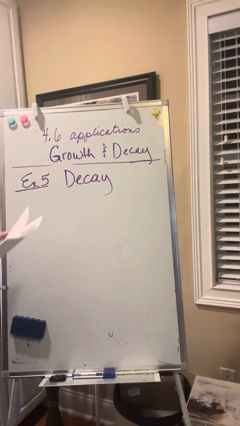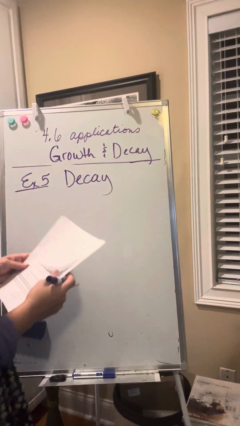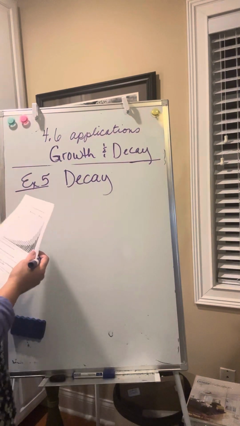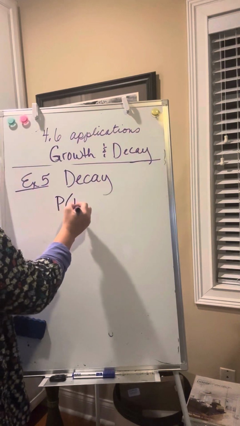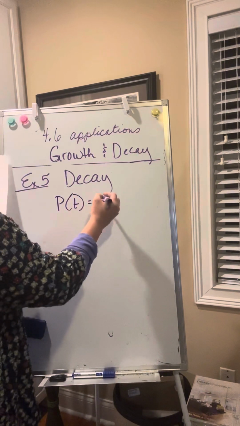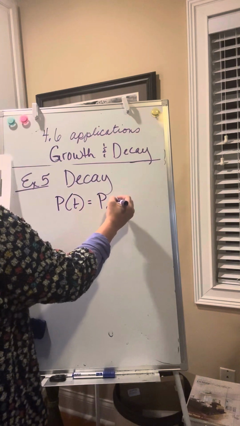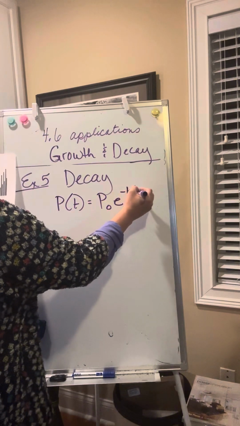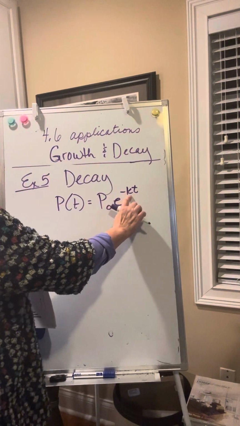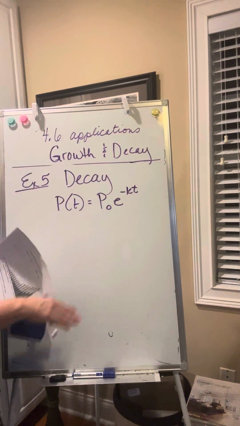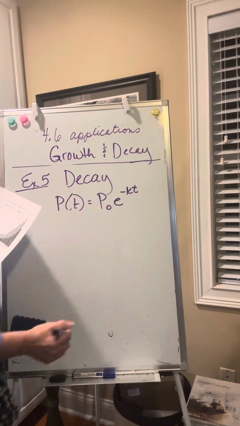Now, you've seen decay in an earlier video because we did some half-life examples, but here's where it shows up in this section as well. So if we have our fancier formula, P sub t equals P sub 0 times e to the negative k t, if this is negative, if you have a negative rate, then it's going to be decaying. This will be less than it started.